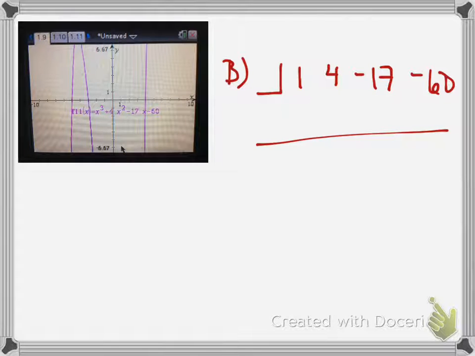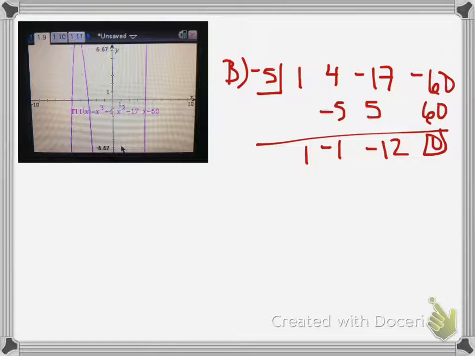Anyways, so we're going to put in the -5. Bring down the 1. 1 times -5 is -5. 4 minus 5 is -1. -5 times a -1 is +5. -17 plus 5 is a -12. Most of this stuff you can easily do in a calculator, by the way. And then -12 times a -5 is +60 and gives you a 0. So yes, -5 does work.